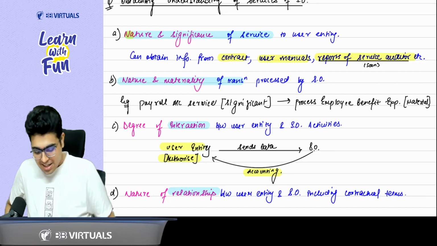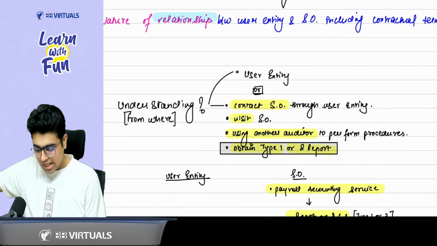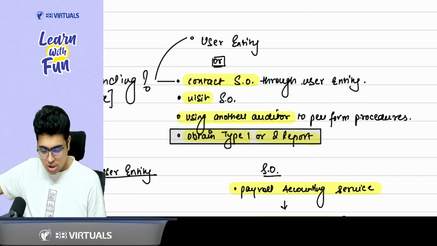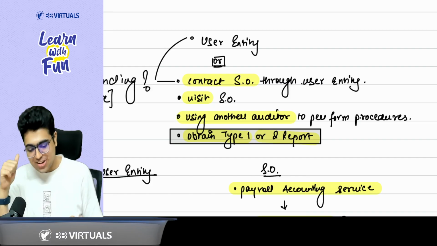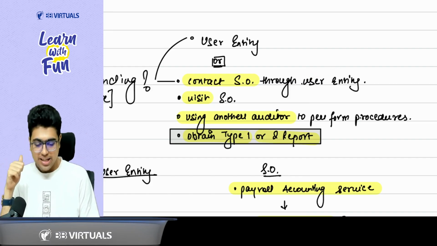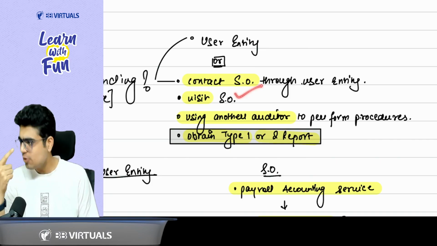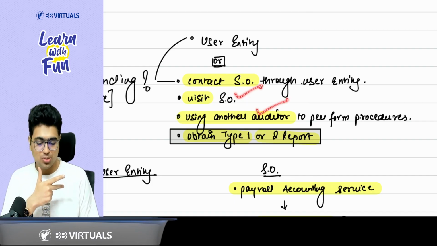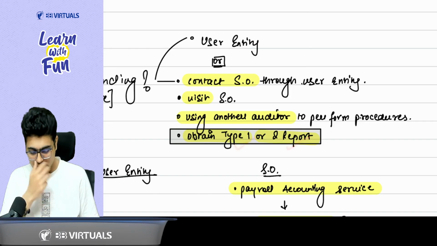Yes, sir. Now, Baba, we went to the next topic and I asked you, understanding can be taken from where? You can take it from the user entity, or you can contact the service organization through the user entity, because the service organization will not take your call. If they are still not taking the call, you can visit them. If you are not ready to visit, you have pain in your legs, then you can ask another auditor to perform the procedure. And lastly, you can get a type 1 or type 2 report.